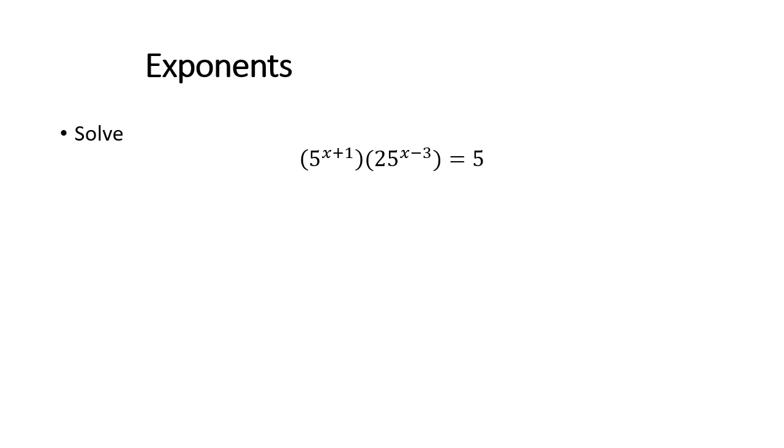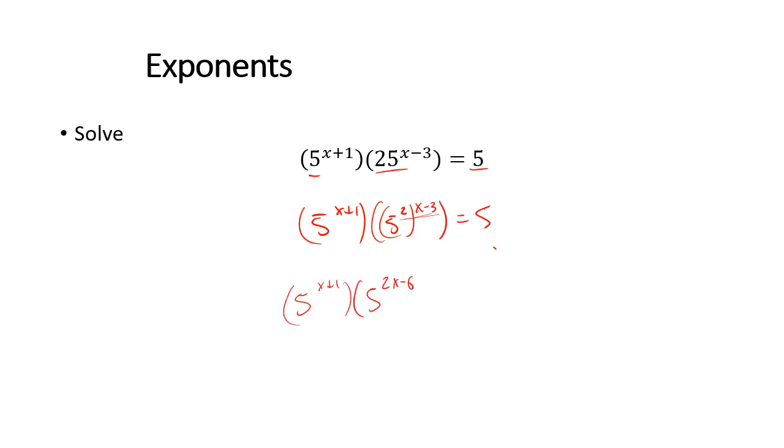Okay, last problem here. The objective is we're going to want to get all of these to be the same base, and 2 of them already are, so let's make the 25 be a base of 5 also. So this would be 5 to the x plus 1 times, and then we can say that that's 5 squared to the x minus 3 equals 5. Now powers of powers, we multiply powers right here, so that'd be 5 to the x plus 1 times 5 to the 2x minus 6. We distribute the 2 into each of these.